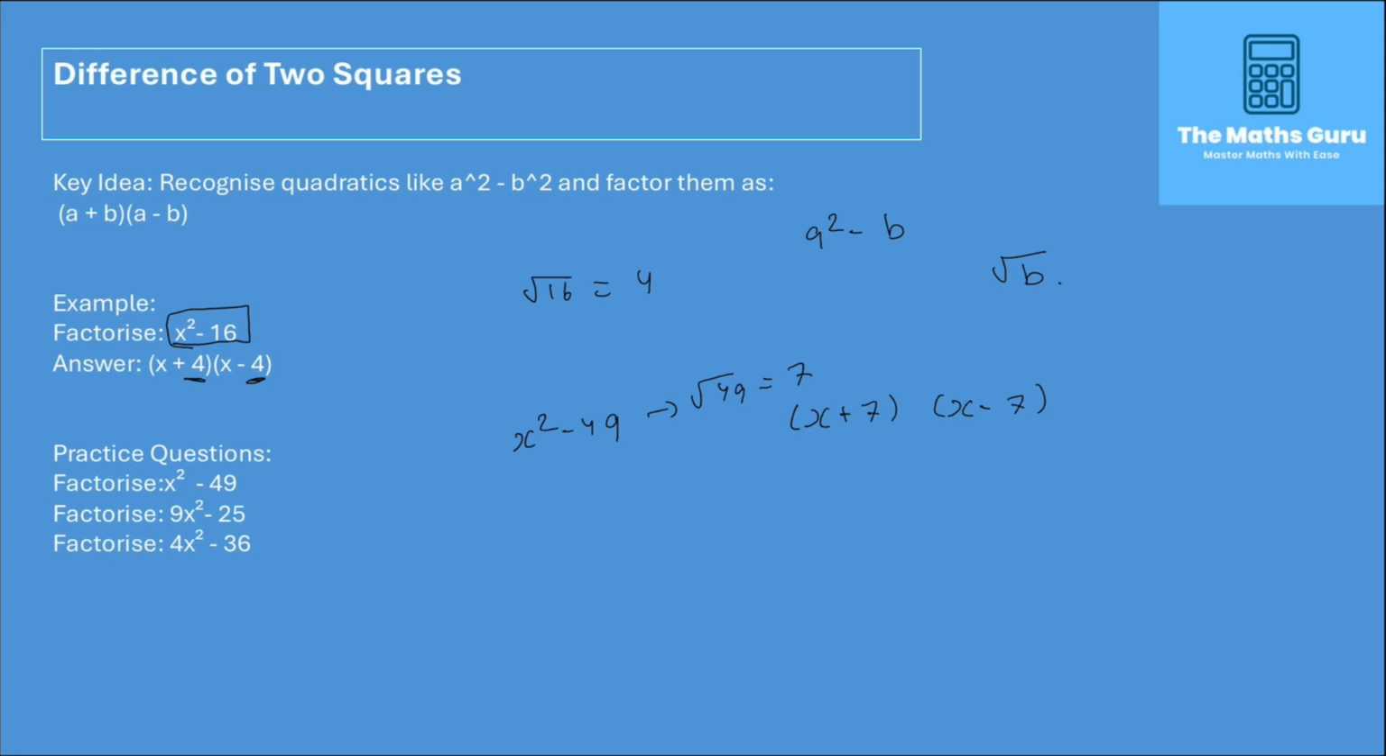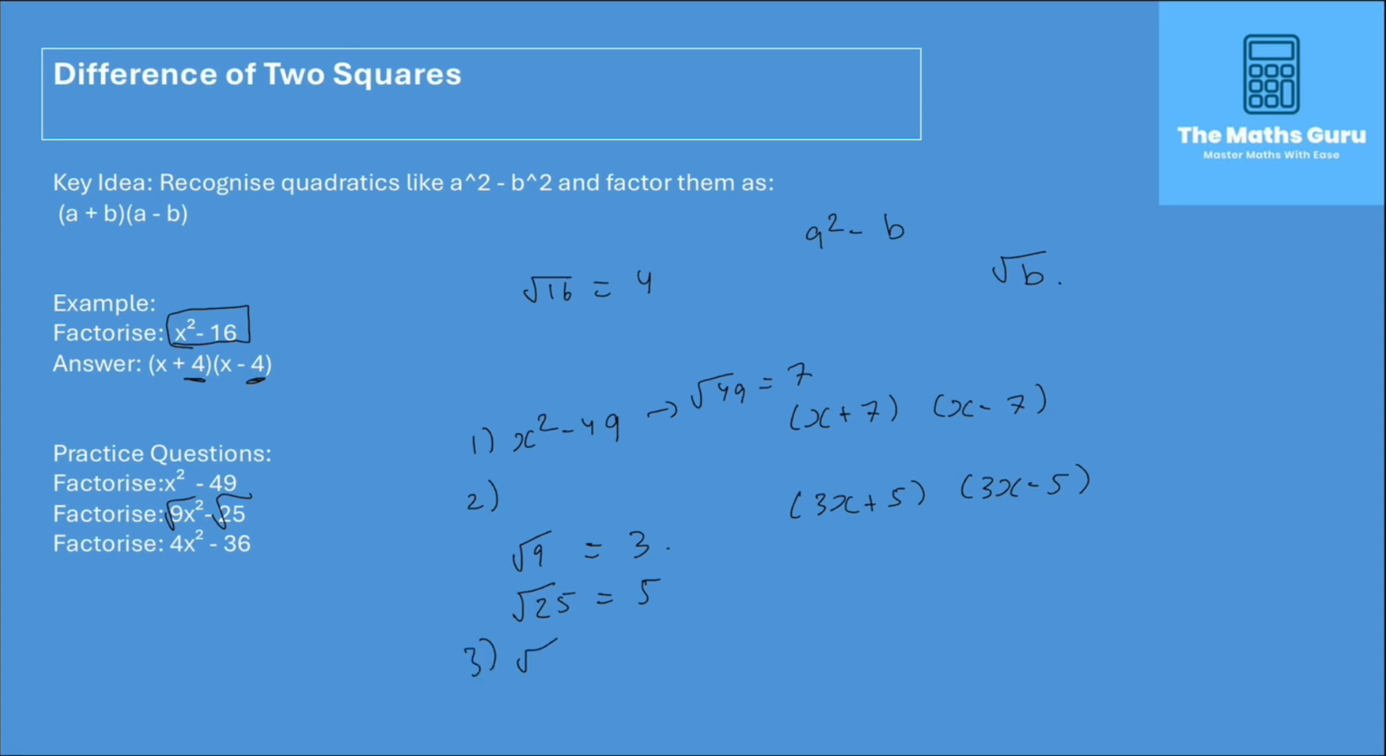Now moving on to question number 2, we see that there's a 9x squared there, minus 25, so there's an additional step. We have to then do the square root of 9, which is 3. So our factorized form, after using that the square root of 25 is 5, we can then say that the two brackets are 3x plus 5 and 3x minus 5. And the way we see this is that we first square root our 9, then square root our 25, put the positive and the negative versions in the brackets.